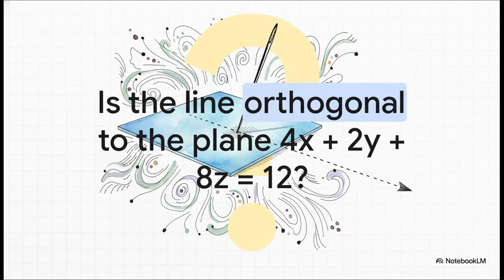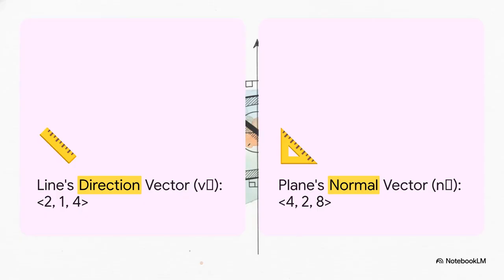Let's find out. To answer this, we need to play detective and pull out the 2 key clues. From the line's equation, we can see its direction vector, v. And from the plane's equation, we can grab its normal vector, n, just by looking at the coefficients of x, y, and z. So now we have the two vectors that define the orientation of both of our objects.